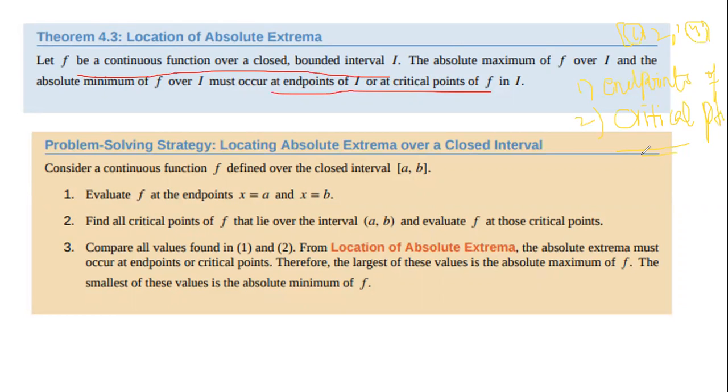Now, locating absolute extrema over a closed interval. Consider a closed continuous function. Evaluate f at the endpoints, let us say the endpoints are A and B. Find the critical values between A and B and compare all the values found. The absolute extrema must occur at endpoints or critical points. Therefore, the largest of these values is the absolute maximum, and the smallest value is known as the absolute minimum.